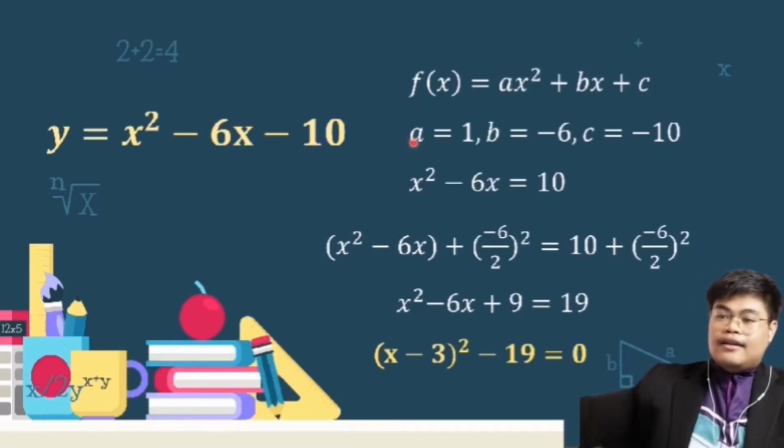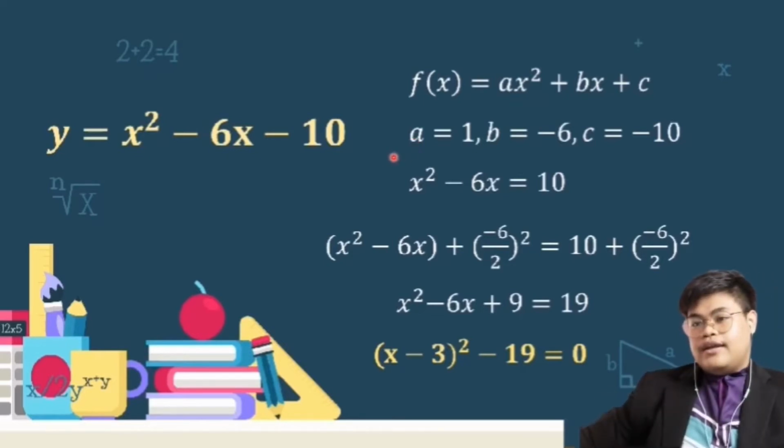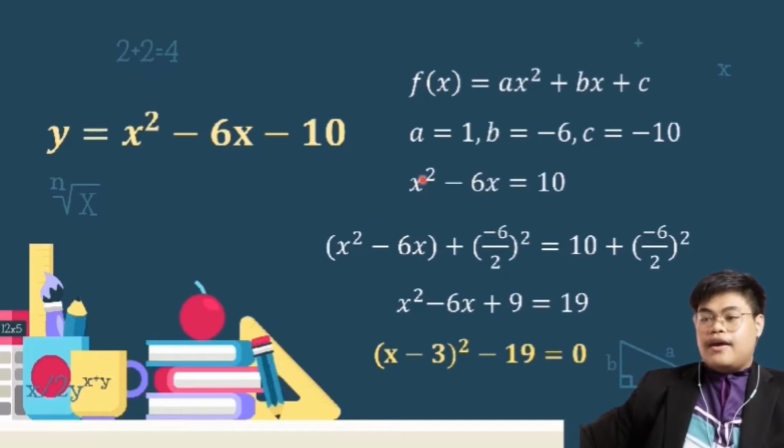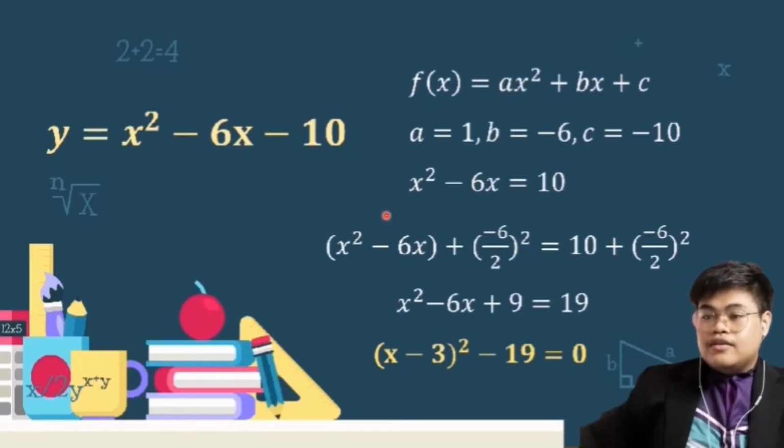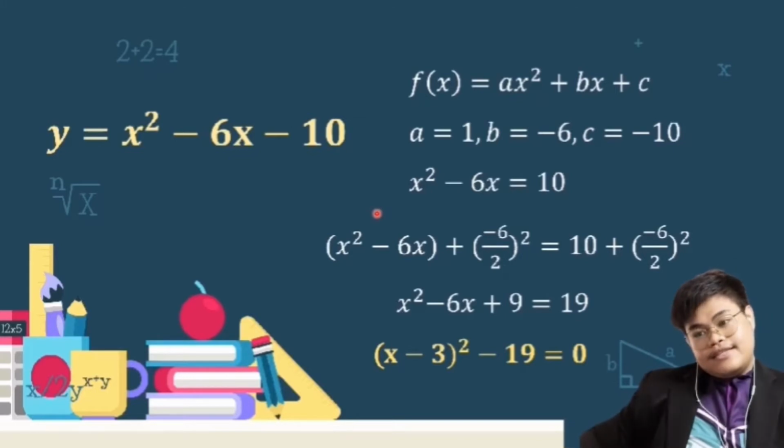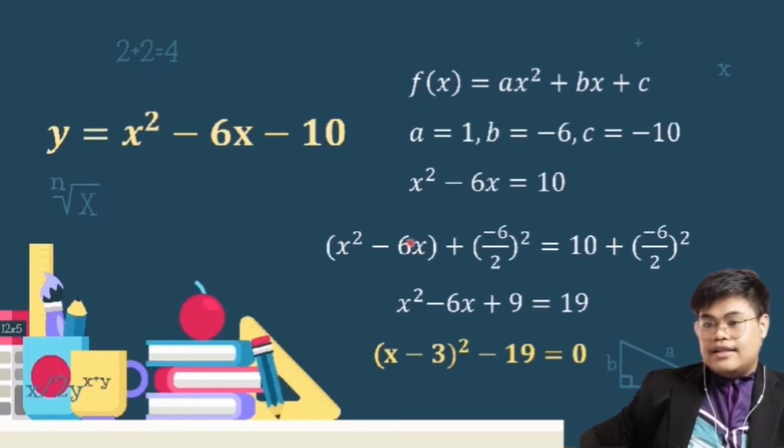And then add (b over 2) squared. So add here, okay, the b we got before this is -6. So (-6 over 2) squared, same here. And then simplify this, -6 over 2 is -3, power of 2 equal to 9. Alright. So next, factorize this. Factorize this, and we get (x minus 3) squared, and then minus 19 equal to 0. So we already converted the general form into the standard form of quadratic function. Alright.